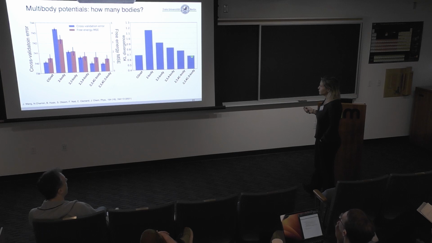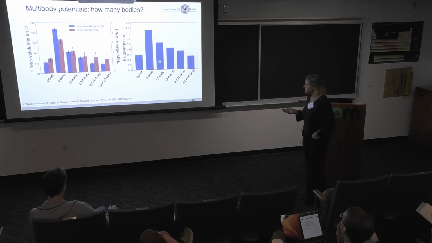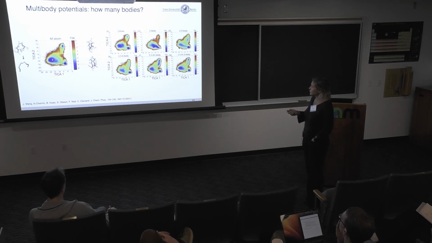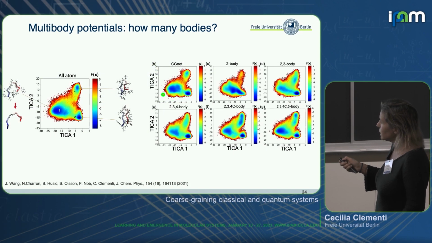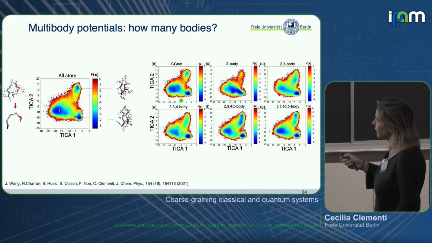You need to get up to 5 bodies. And this means that at this point, we are stuck with neural networks, because I don't know how to write a 4 or 5-body potential that is expressive enough analytically to represent these potentials. And this is what you get with the multi-body expansion. So this is what you get with the neural network.